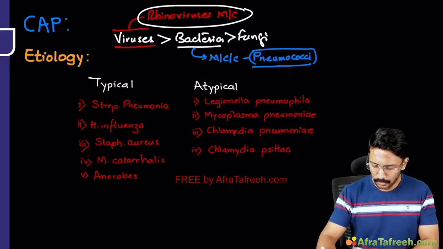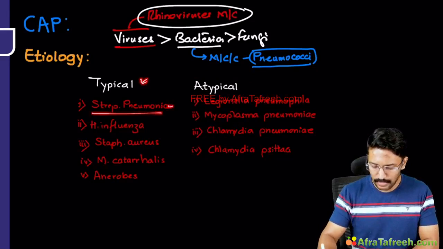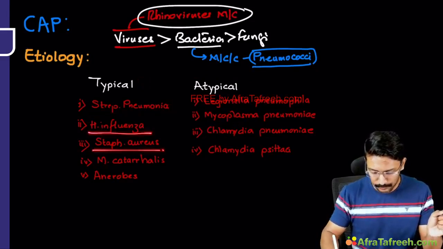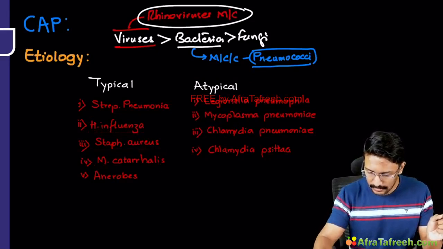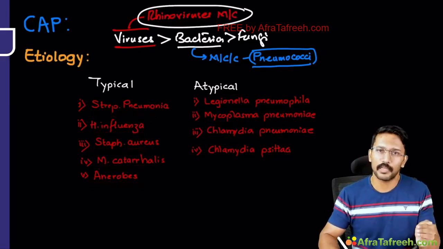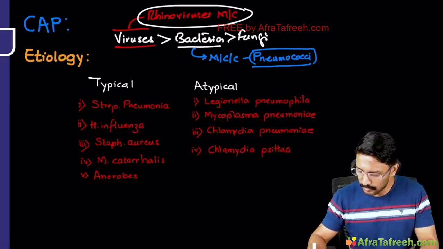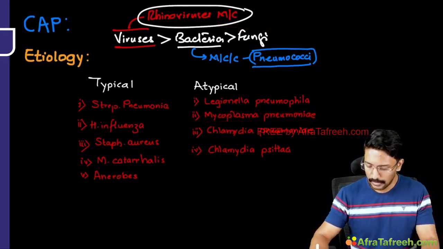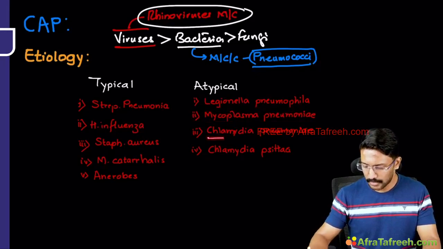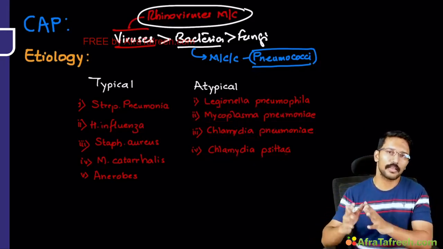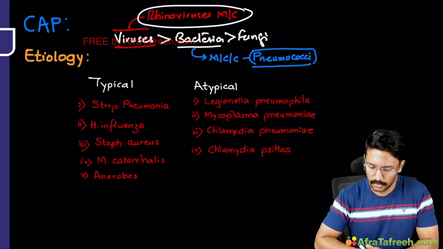Okay, so the typical organisms include Streptococcus pneumoniae. As we all know, it is the most common. Apart from that, Haemophilus influenzae, Staph aureus, Moraxella catarrhalis, and certain anaerobes. These are common typical organisms. Among atypical organisms, the prototype example is Mycoplasma. Mycoplasma pneumonia is the prototype example, and that is the most common among them. Then you have Legionella pneumophila, Chlamydia pneumoniae, and Chlamydia psittaci, which causes psittacosis. These are examples of atypical pneumonia.